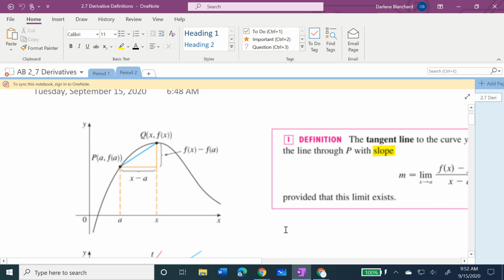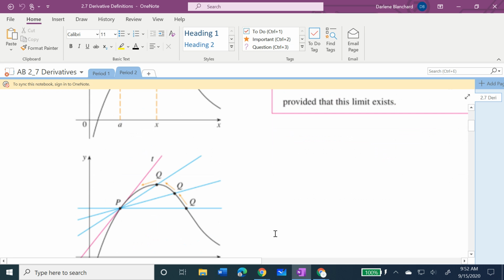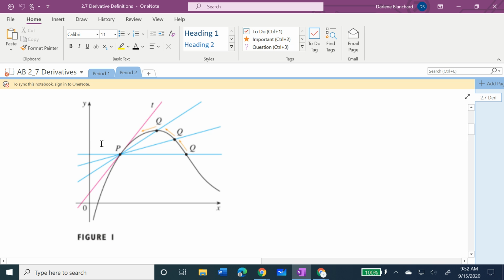So first of all, we start with a secant line. A secant line is a line that goes through 2 points on a curve. And when we look at this picture right here in figure 1, it's showing that we're trying to create a tangent line at point P to the graph of this function.